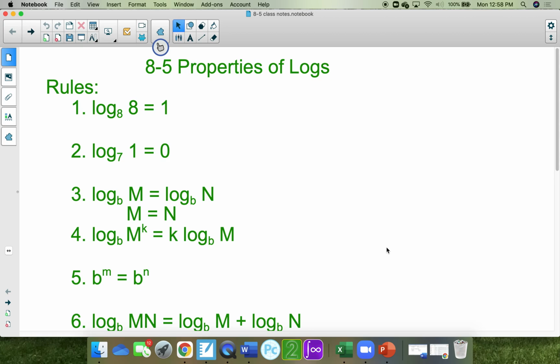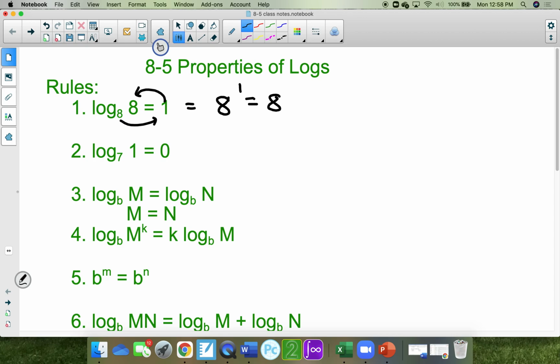These are all the properties of logs, 8.5. Okay, you learned how to do the loop around, so I'm just going to check it. This is in log form, and I'm going to put it into exponential form. 8 to the first equals 8. So if these are exactly the same, it automatically equals 1.